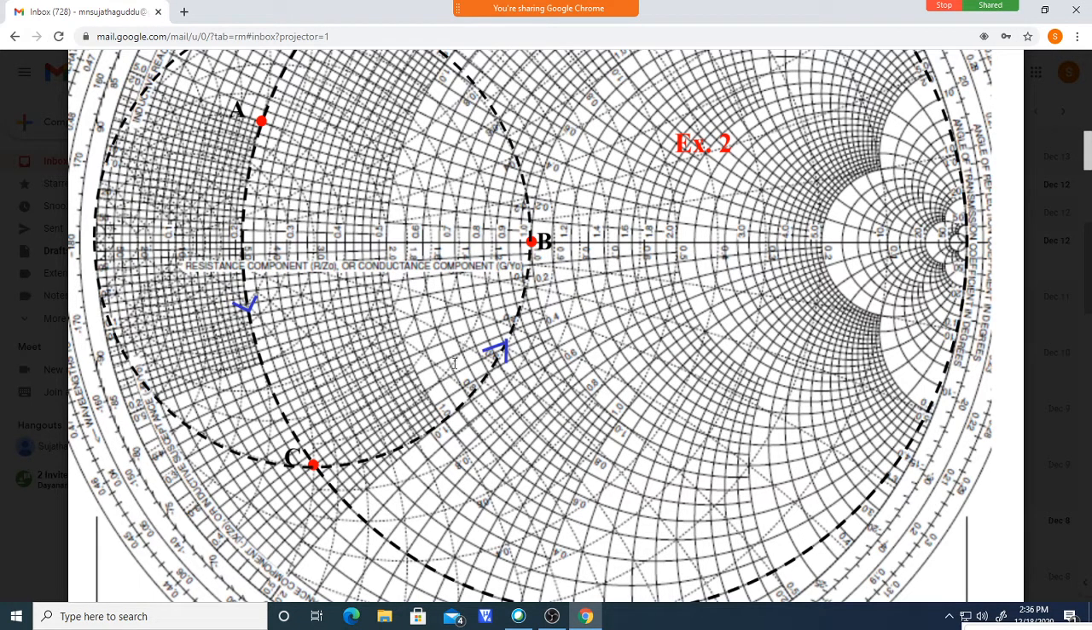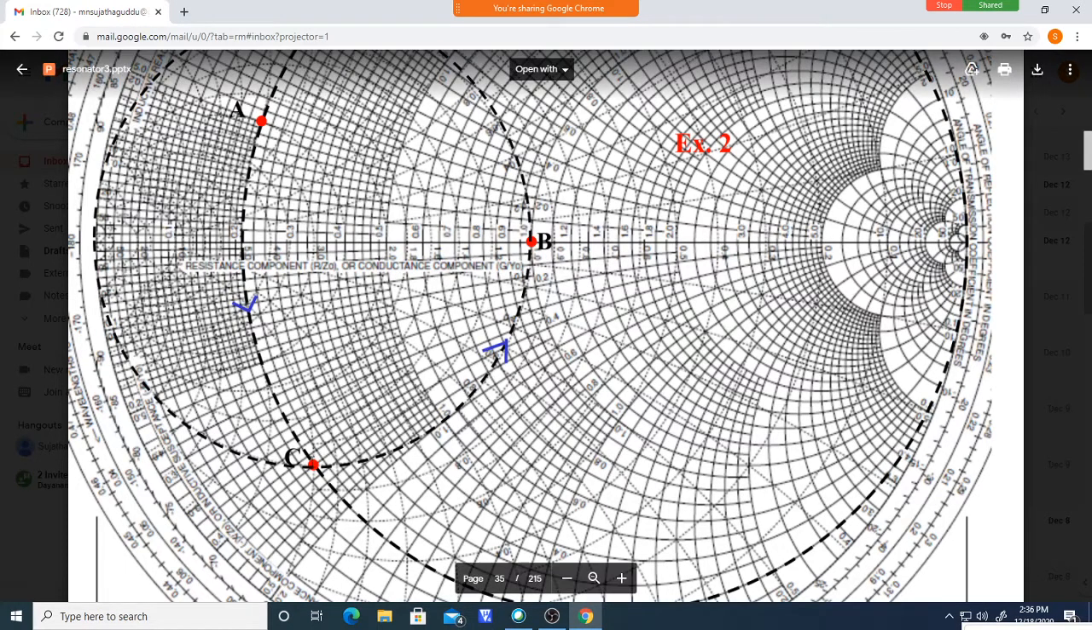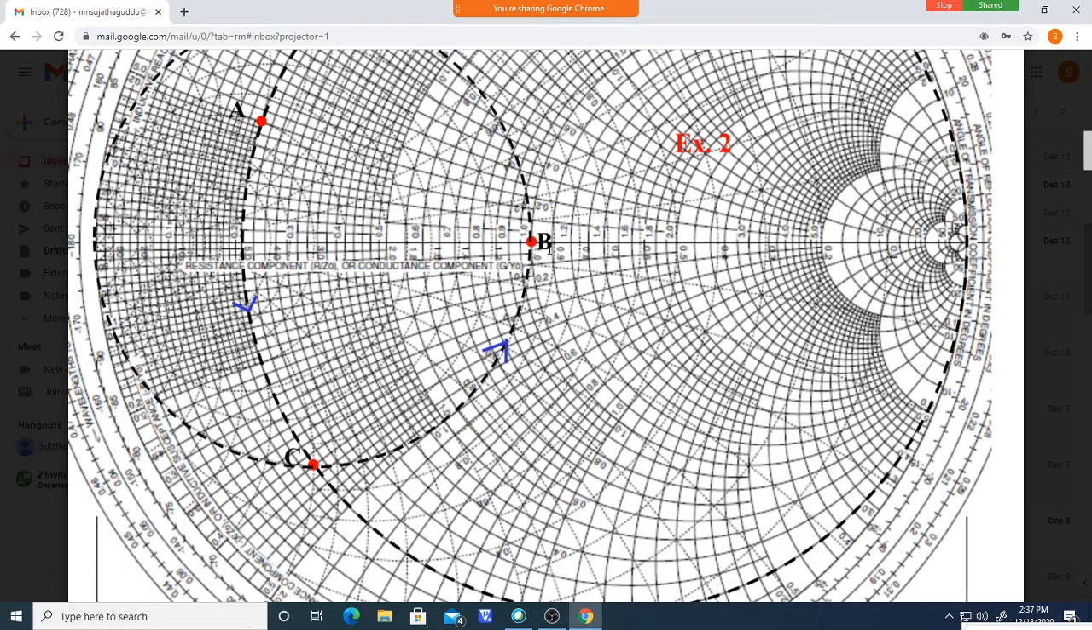All these are G. See, this is G. I highlighted this. Actually, there is a dotted circle like this. This is the G circle, the conductance circle. So what are we doing from here? We are moving on the conductance circle like this.